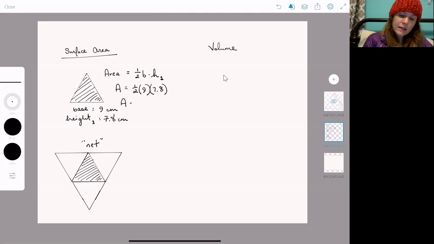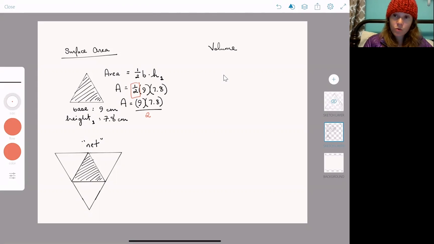Now I'm going to rewrite this slightly differently, just like we were doing when we were doing our surface area and volume of cones. And so I'm going to say this is 9 times 7.8, and I'm going to move this 1/2. I'm going to put just the 2 in the denominator here. And so now the area of this one triangle is going to be 4.5 times 7.8, because 9 divided by 2 is 4.5.